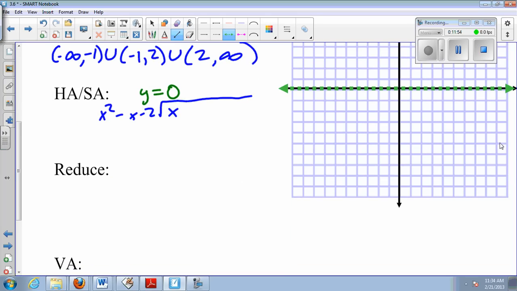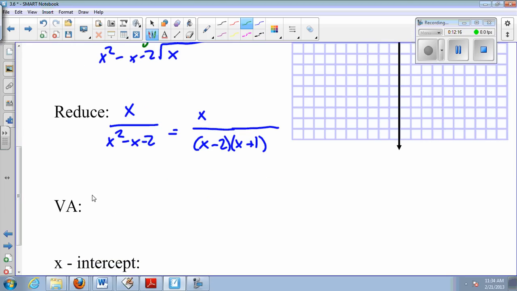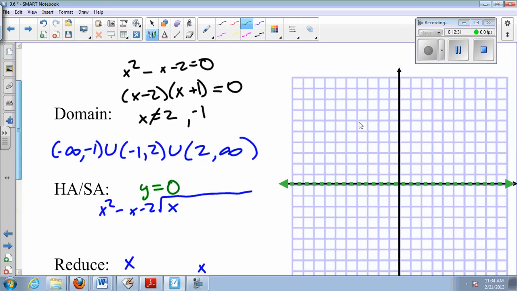Now we are looking to reduce, so our original problem, x over x squared minus x minus 2, becomes x over x minus 2 times x plus 1. We factored, but we can't cancel anything. But we're going to use our factored form to find our vertical asymptotes. x minus 2 equals 0, x plus 1 equals 0. So we get them at 2 and negative 1. Same thing as our domain restrictions.